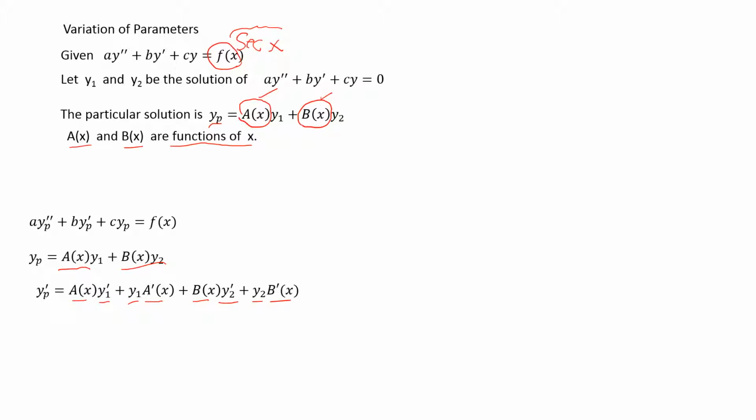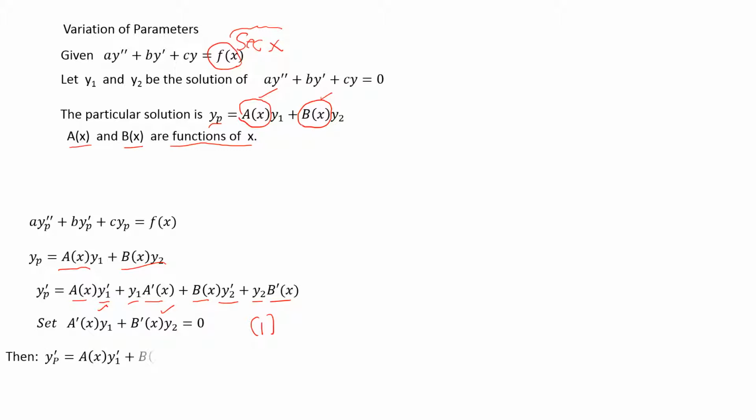So observe again that we get the derivative of a product here. It is a(x) times the first derivative of y1 plus y1 times the first derivative of a(x). It's b(x) times the first derivative of y2 plus y2 times the first derivative of b(x). The next step is to collect all primes associated with a and b and set them equal to 0. Now this will be our first equation. So we now have an equation for a prime and b prime.